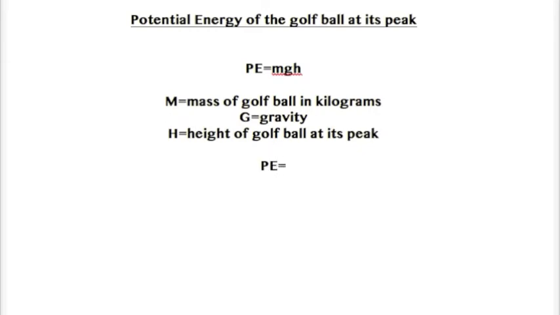We then used our data to find that potential energy equals 0.0459 times 10 times 29.67. Potential energy then equals 13.619 joules at the golf ball's peak.